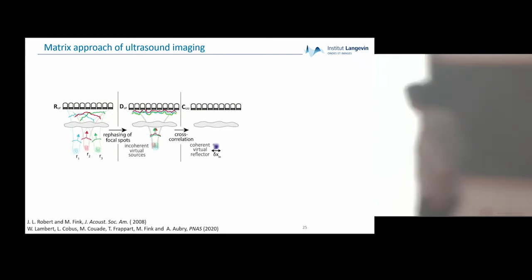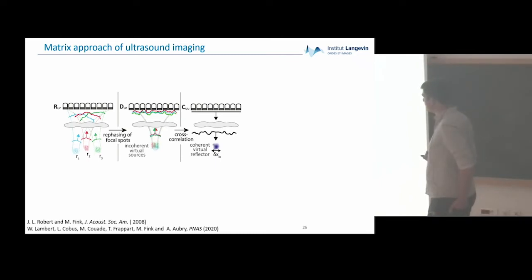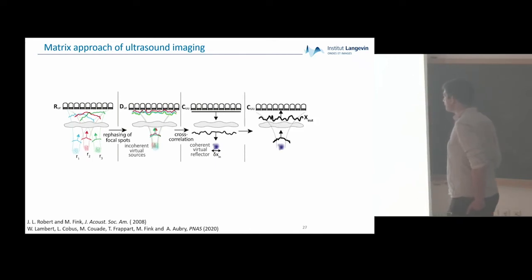Okay, with the cross correlation, you can add all these incoherent virtual sources. You can rephase them between each other and then add them constructively. And this is what you obtain. So, for example, you can simulate what a plane wave emission through an aberrating layer would give. This aberrated wave field is scattered by the coherent virtual reflector, and then you can record this scattered wave field, and this scattered wave field comes from this point.